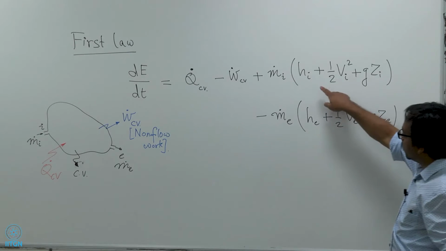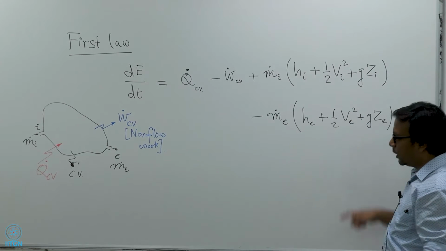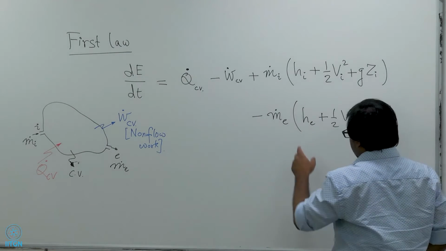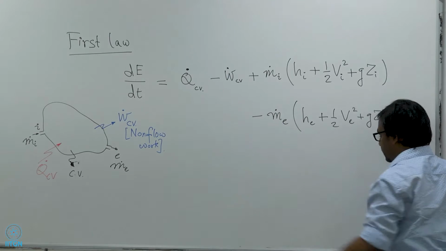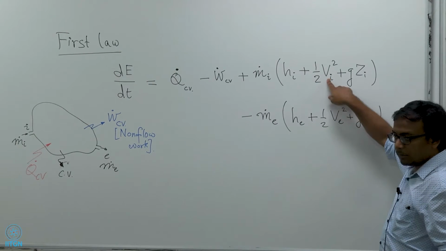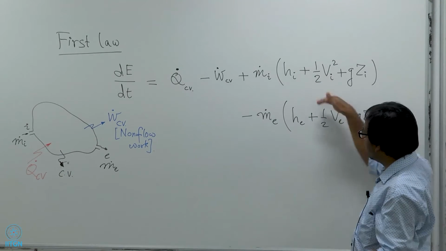So, this is the total energy that is coming in with the flow at the inlet, this is the energy that is going out with the flow at the exit, and these are the mass flow rates at the inlet and the exit, and these are the kinetic contributions from the kinetic energy of the fluid that is flowing in or flowing out.